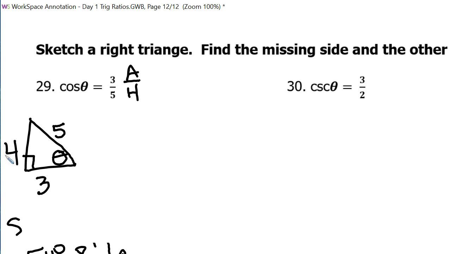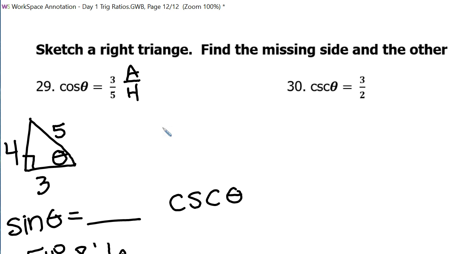Now, you need 6 answers. You need the sine of theta. You need the cosine of theta. You need the tangent of theta. And you need the reciprocal. So what's the reciprocal for sine? Cosecant. Remember, C and S are paired together. And what is the reciprocal for cosine? Secant. And the reciprocal for tangent? Cotangent.